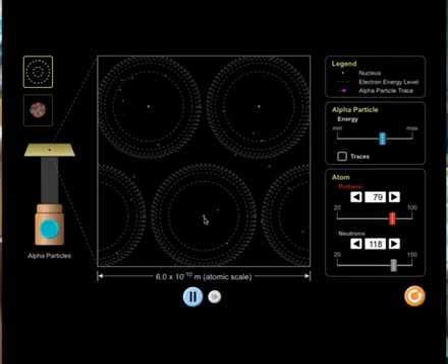Now, if you've looked at the plum pudding version, you'll see what was expected to happen when they fired the alpha particles at the gold foil. And what you see here is what they actually saw. You see lots of the little purple dots, the alpha particles going straight through as if there's nothing there, which is what you saw with the plum pudding model as well.